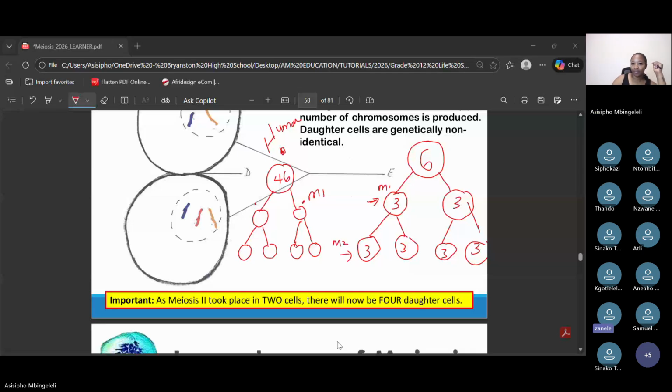Okay, let's look here. We are saying the cell that is going to undergo meiosis has 46 chromosomes. As human beings, our cells have 46 chromosomes. Meiosis 1 takes place. How many chromosomes do we expect to have? 23. Yes, 23.